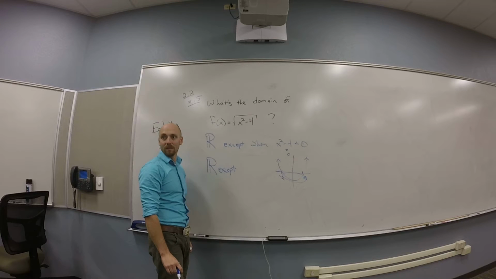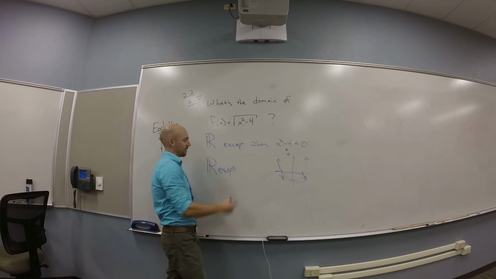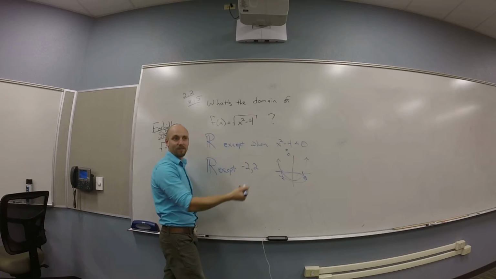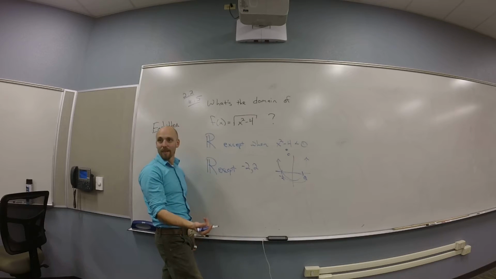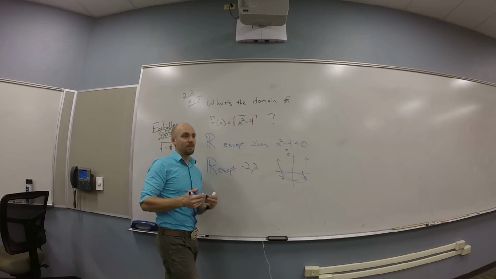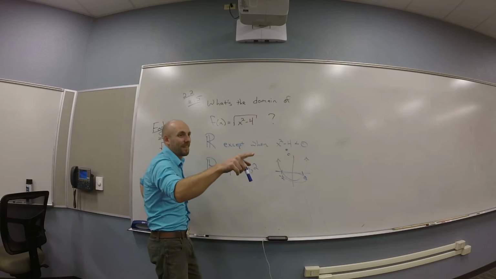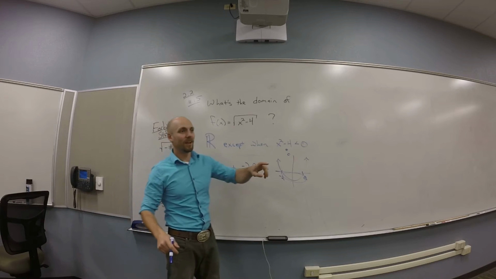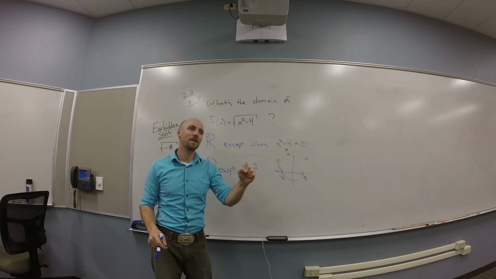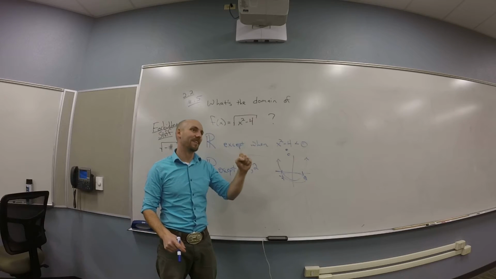Interval notation. So negative 2 comma 2. What kind of brackets do you put on there? Square brackets? You sure? Because it includes... Does it include 0? They're exclusive, right? So there's parentheses.